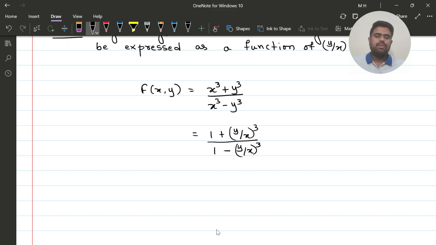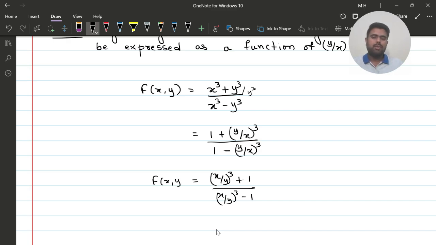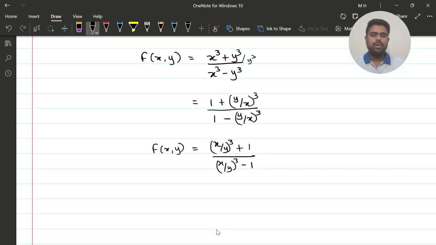Okay, this is a function of y by x, and once we get this, we can also express this as a function of x by y. How? If I divide every term by y cube, what will I get? x cube by y cube is x by y whole cube, plus y cube by y cube is equal to 1, divided by x by y whole cube minus y cube by y cube is also equal to 1. So therefore f of x comma y is equal to x by y whole cube plus 1 divided by x by y whole cube minus 1.